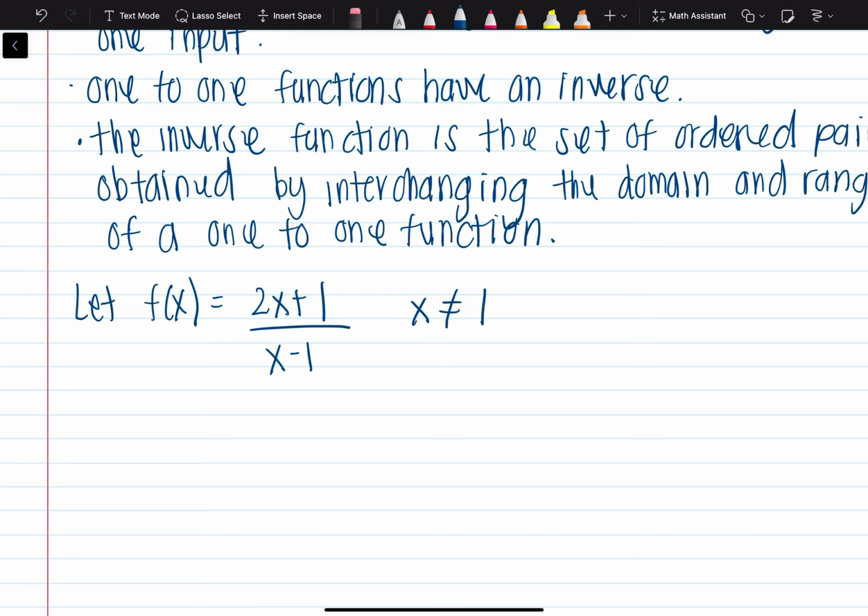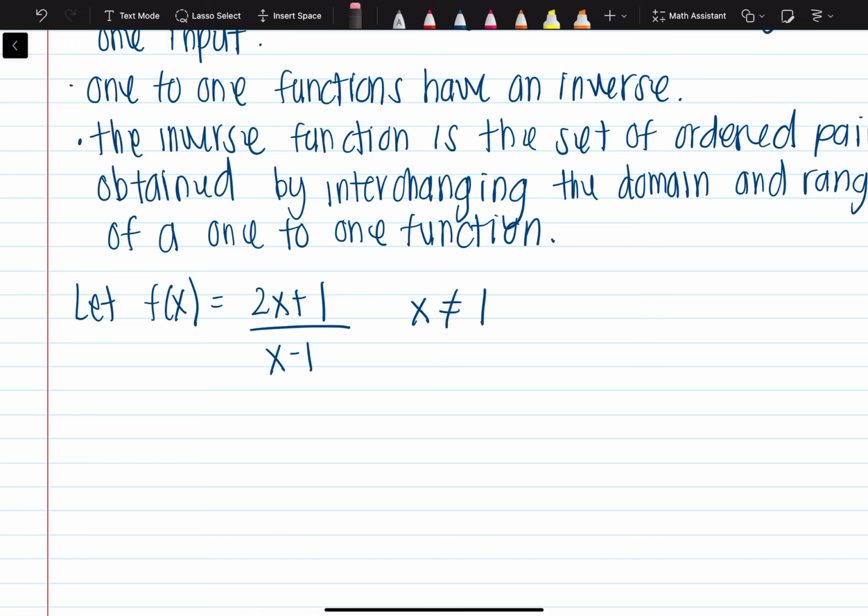So I am going to define this function f of x, which is going to be equal to 2x plus 1 over x minus 1. And I'm going to tell you right now that it's a one-to-one function. So because it's a one-to-one function, we are going to find the inverse of it. We are going to check our inverses. We're going to state the domain and range of the function and its inverse, and then we're also going to graph it, okay?